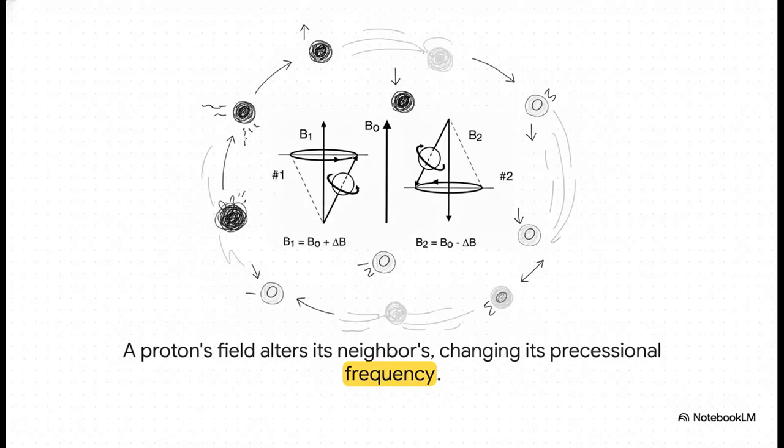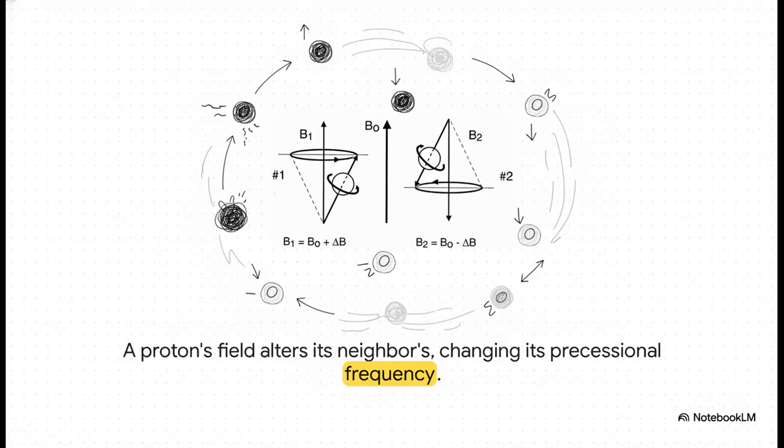Every single proton is a tiny spinning magnet, right? So it creates its own tiny local magnetic field. This means that any given proton feels the main B0 field plus the tiny fields of all its neighbors. So, as this shows, if a neighbor proton is aligned with the main field, it adds a little extra strength, causing our proton to precess just a bit faster. If the neighbor is opposed, it subtracts a bit and our proton precesses slower.